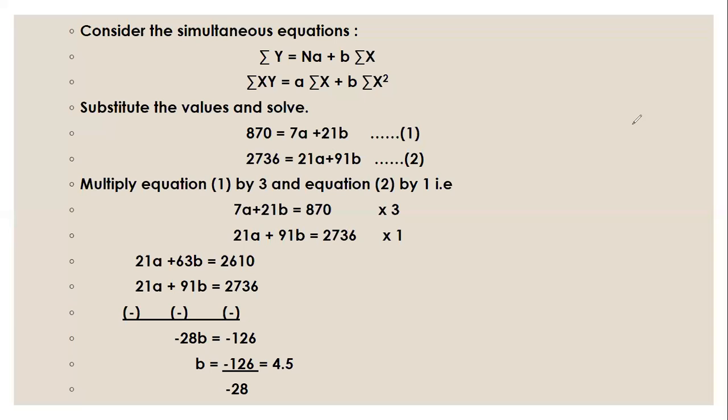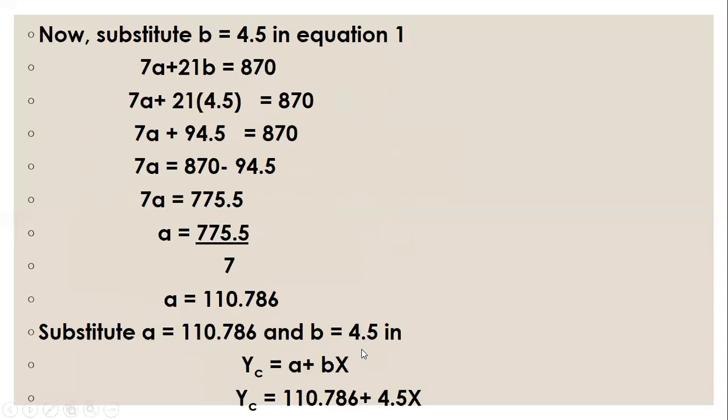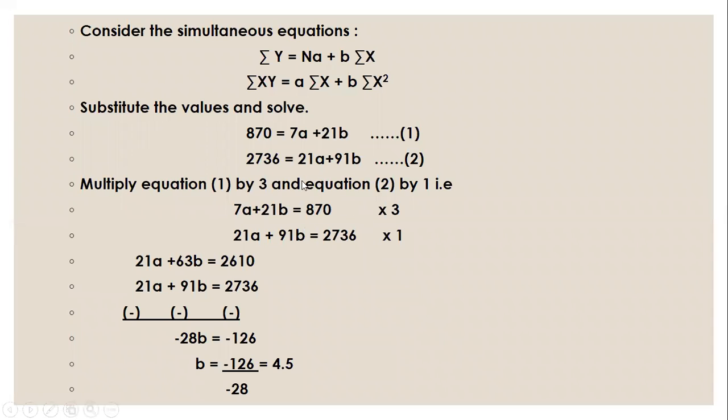Now after this, what we are supposed to do is take this value of B, 4.5, and substitute it in equation number 1. You can either take this equation, or you can also solve using this equation. Any equation you can use, but preferably go with these equations, the original equation.